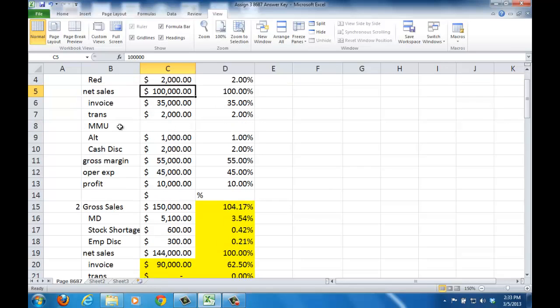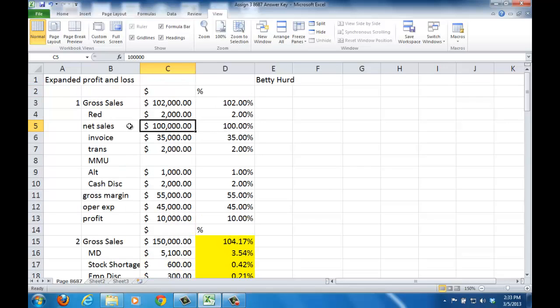The next thing to talk about is MMU. What's MMU? It means maintained markup. And what we do in our business is we have to analyze vendors to see which ones are really working well for us and which ones are not. So this area is considered cost of goods sold. So in our other demonstration we had cost of goods sold. It's broken into two parts. It's broken into the top half and the bottom half.